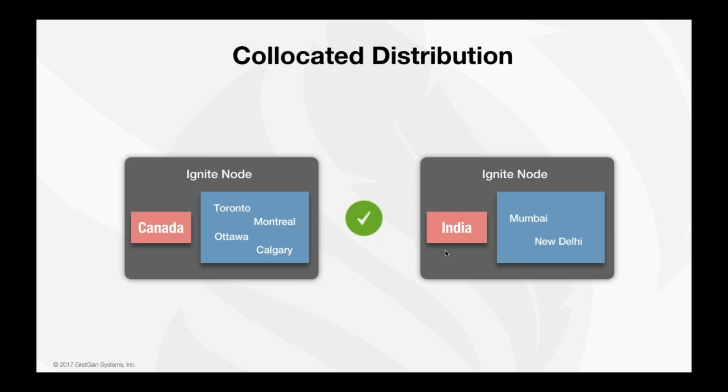Ideally, this is the scenario that we would like to do, because we may be processing countries and cities together, and we want this co-location. So this is what we're really looking for Ignite to help us with and to be able to achieve.